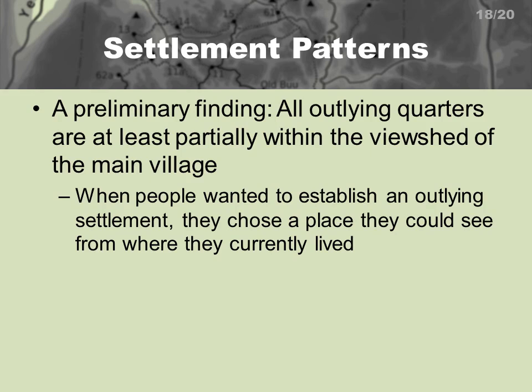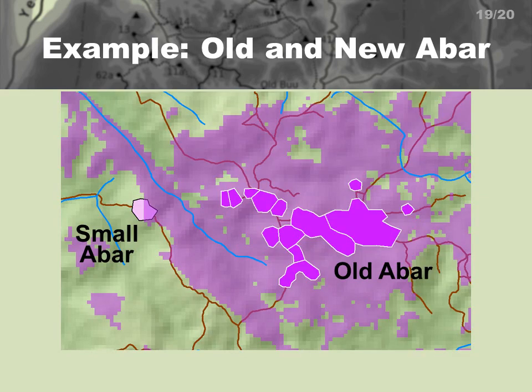Some villages in Lower Fungom have outlying quarters or settlements that were established later than the rest of the village. In every such case, the outlying quarter is at least partially within the viewshed of the main village. This appears to suggest that when people wanted to establish an outlying settlement, they chose a place they could already see from where they currently lived. So it seems likely that visibility in viewshed has at least a small impact on the distribution of settlements in Lower Fungom. Here's a map that illustrates what I'm talking about.